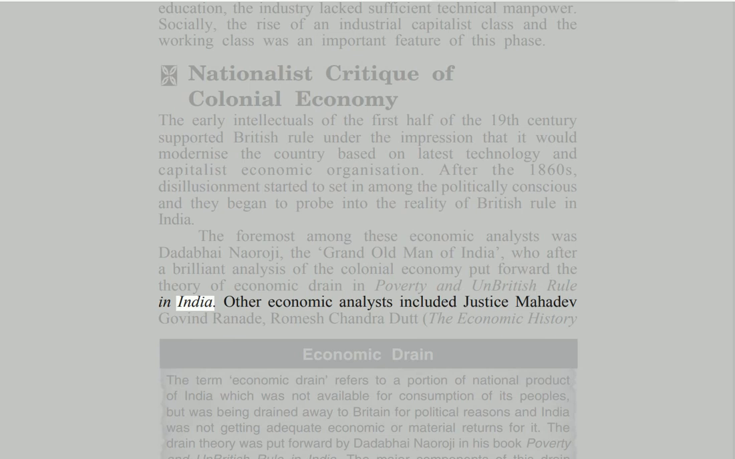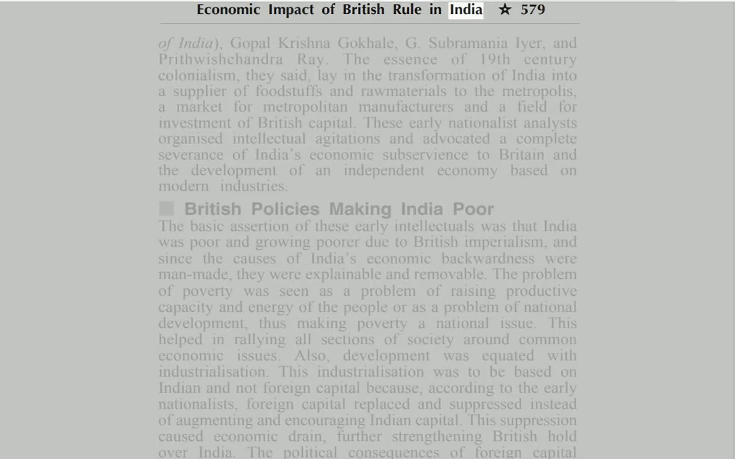Other economic analysts included Justice Mahadev Govind Ranade, Romesh Chandra Dutt, author of The Economic History of India, Gopal Krishna Gokhale, G. Subramania Iyer, and Prithwis Chandra Ray. The essence of 19th century colonialism, they said, lay in the transformation of India into a supplier of foodstuffs and raw materials to the metropolis, a market for metropolitan manufacturers and a field for investment of British capital. These early nationalist analysts organized intellectual agitations and advocated a complete severance of India's economic subservience to Britain and the development of an independent economy based on modern industries. British policies making India poor.